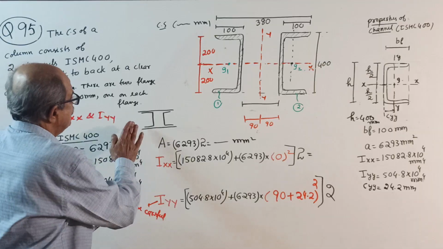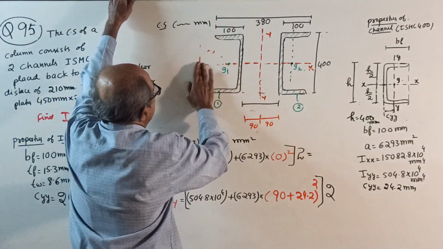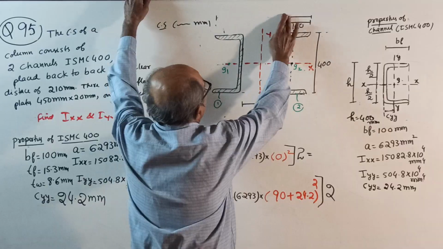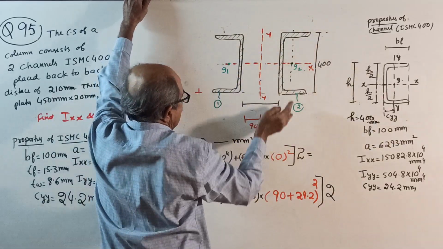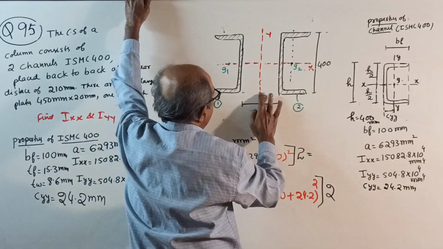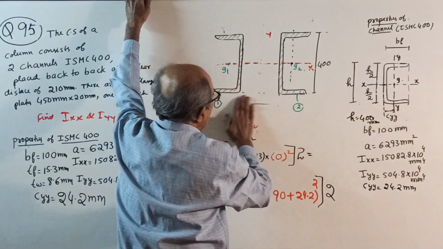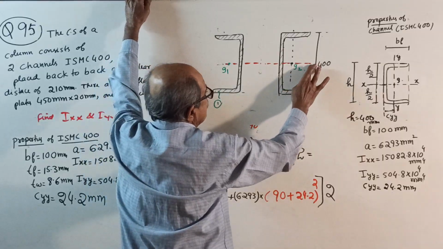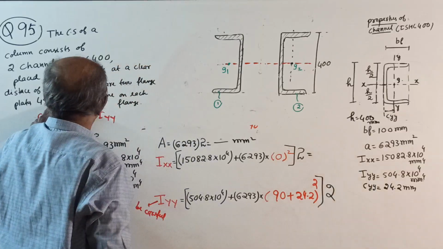Okay, now start. That is same, so this is removed now. I will remove unwanted parts here. The cross section in millimeter. Properties same. Now see, as per the question, there are two channels placed back to back, along with that two plates. How, two plates? 450 by 20.